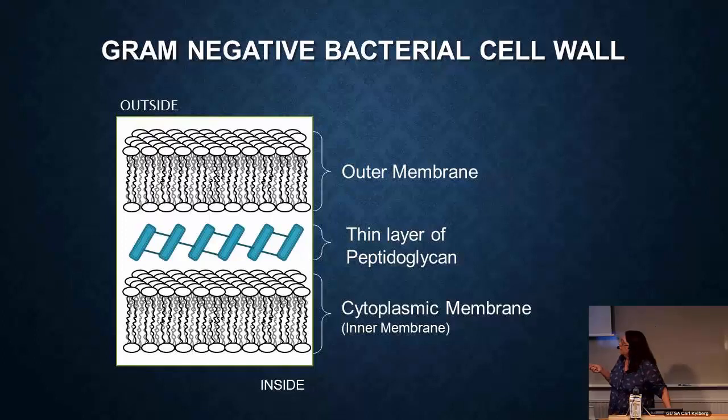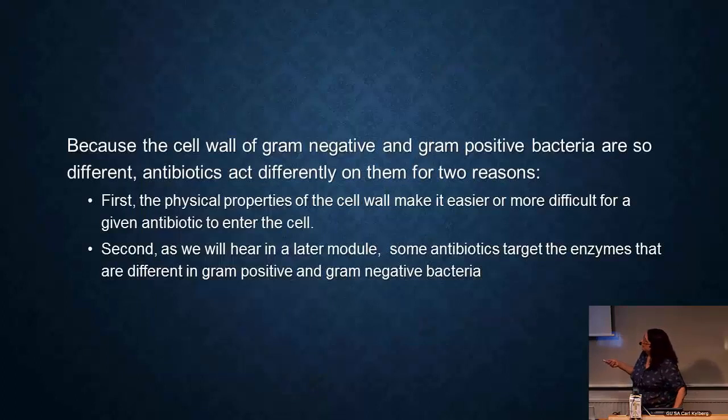Good. Yeah. So gram-positives and gram-negatives are different. I mean, they're evolutionarily quite diverse. And so some of them have different proteins in the membranes that can take up or not take up the antibiotic. So the way I wrote it was that first, the physical properties of the cell wall make it easier or more difficult for a given antibiotic to enter the cell. And second, as we'll hear later, some antibiotics target enzymes that are different in gram-positive and gram-negative bacteria.